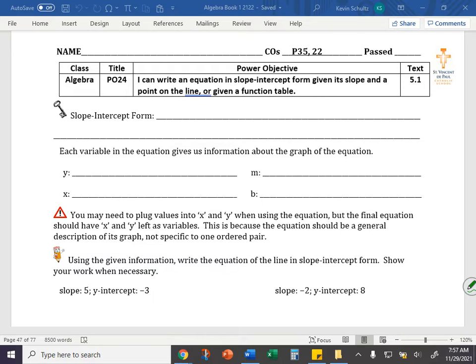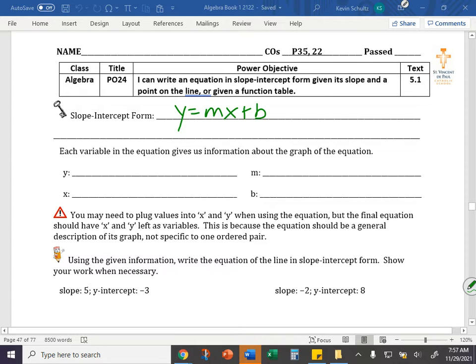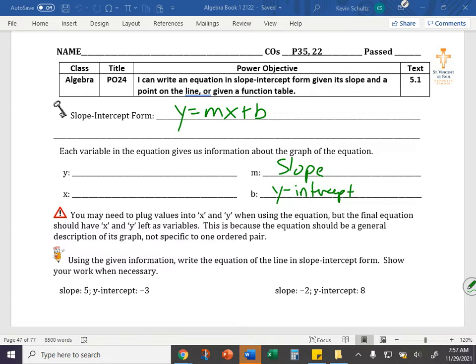Slope versus form. Slope versus form. What is it, Alex? Y equals mx plus b. Okay. And in slope versus form, we'll start with m. What does m represent in slope versus form? Bryn? The slope. The b variable represents the y-intercept. The y-intercept, although today we call it just the y-intercept.